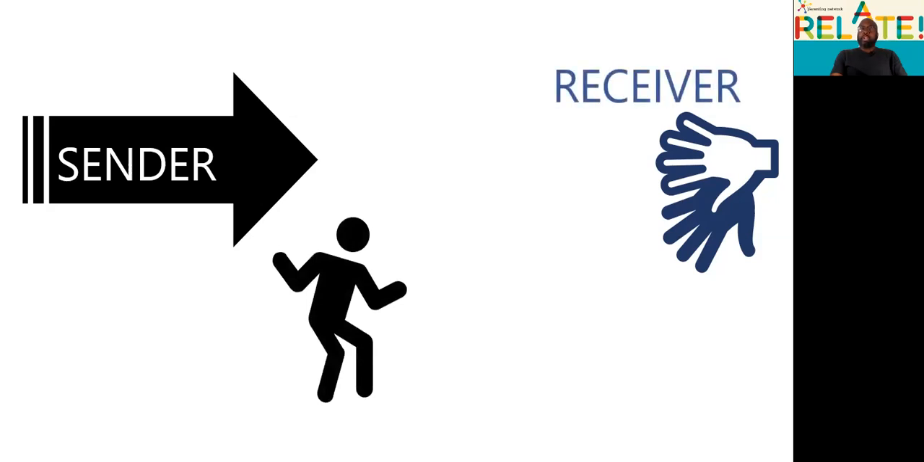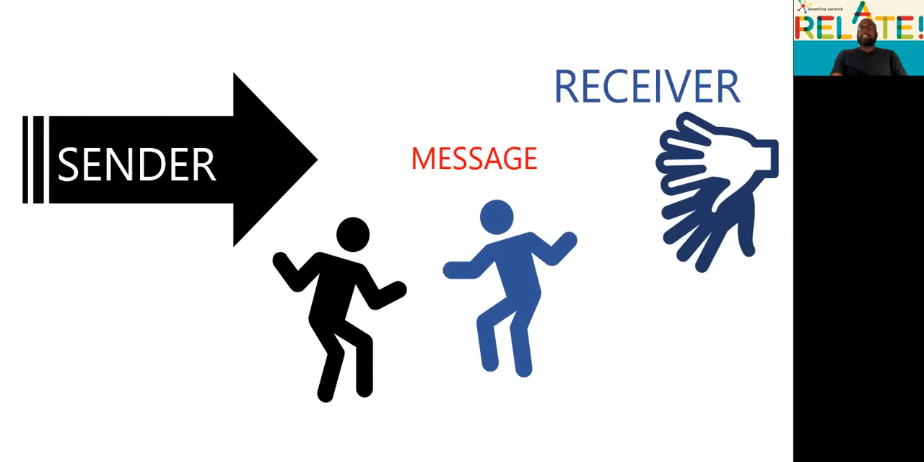One of the keys is understanding that communication starts with a sender. So if a person is speaking or sharing something, they are the sender and they are trying to get what they're saying to a receiver. And the receiver is receiving a message, whatever that message may be.